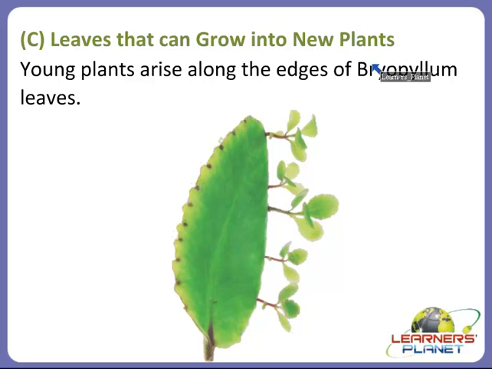So children, young plants arise along the edges of the bryophyllum leaves. You can see here, this is a picture of the bryophyllum leaf, right? So we can see that some young plants have arisen along the edges of these leaves. So bryophyllum is such a plant on which young plants arise along its edges. So how is it possible to grow it into a new plant? Children, what will be its mechanism?